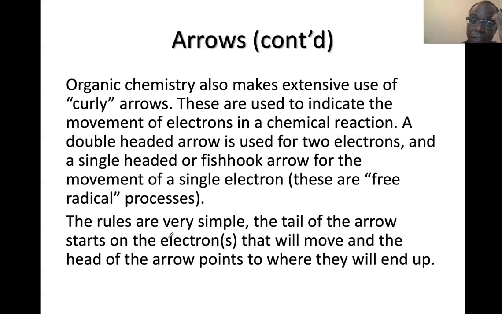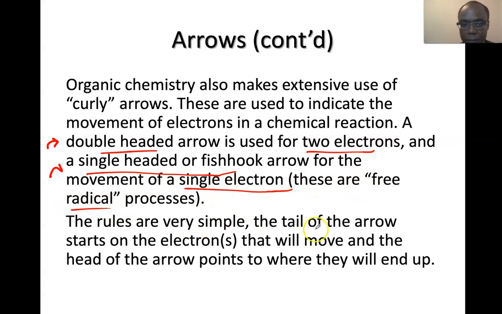Why do we use arrows in organic chemistry? Unfortunately, that's the language we speak, like you'd speak English, Spanish, French. Organic chemistry uses arrows. That's how we can explain where electrons are coming from and where they are ending up. A double-headed arrow moves 2 electrons. A single-headed arrow, what I call a fish hook, will move a single electron, and usually it forms radicals. The rules are simple. The tail of the arrow starts from the electrons where they are, and the head of the arrow points to where those electrons will end up.